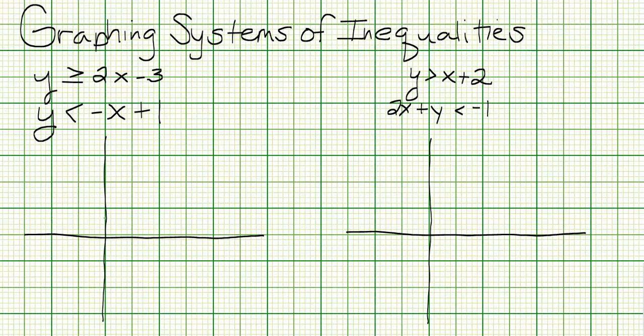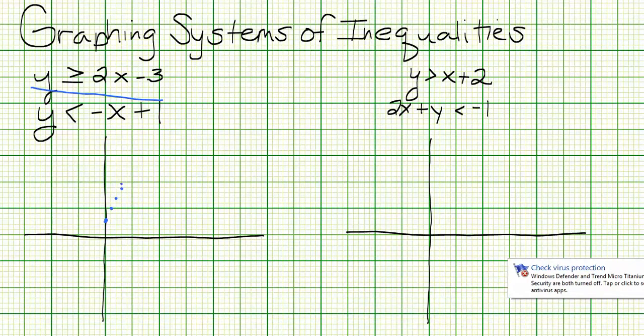And I'm going to graph this first inequality. I'm going to graph it in the blue. Its y-intercept is -3. So I'm going to start at -3, which is right here. Let's try this. Okay, so it's a little bit darker. And I want to rise 2 and run 1. Rise 2 and run 1. I can do this for as long as I want.